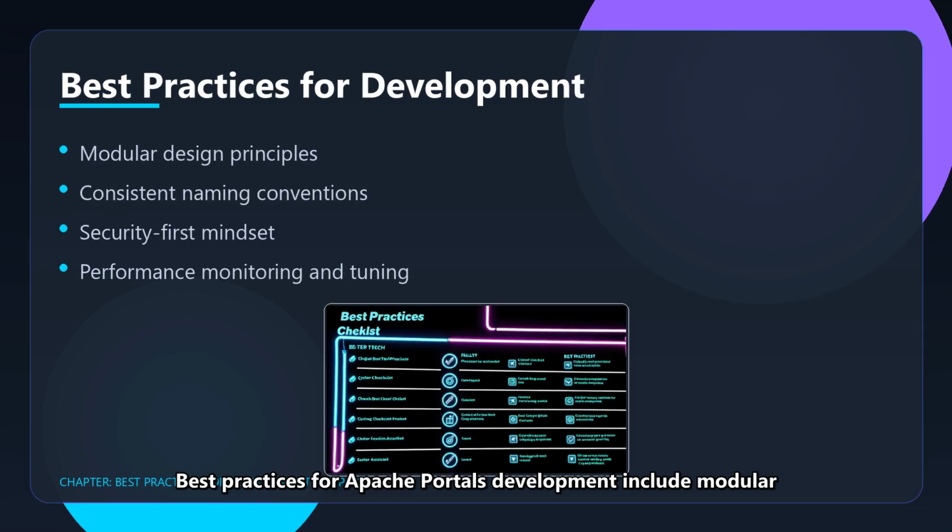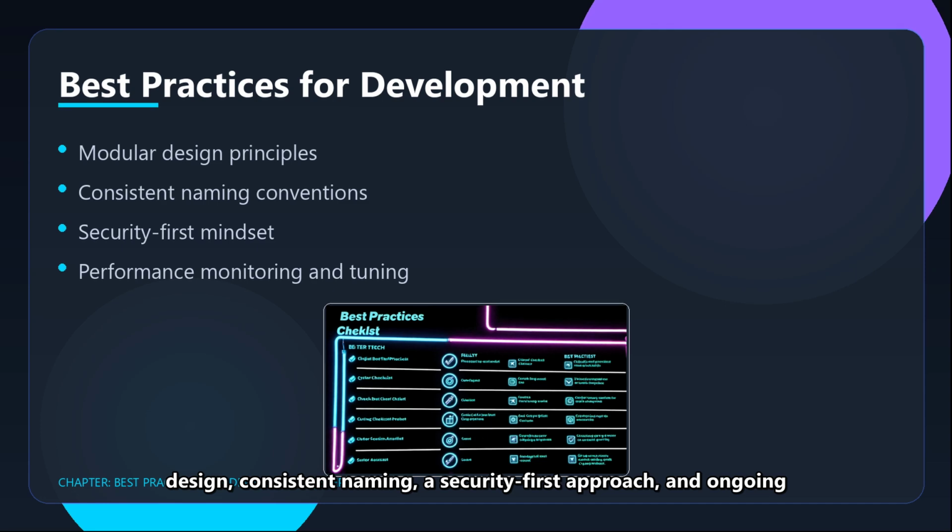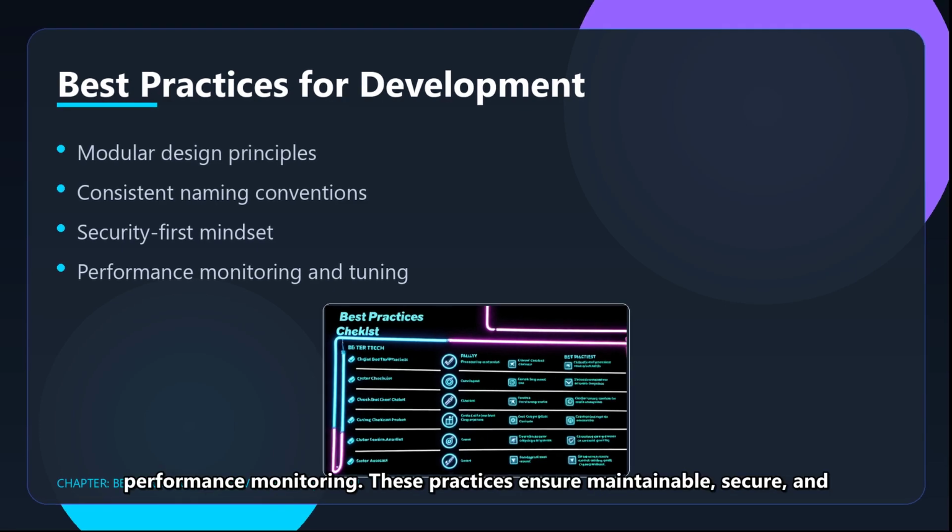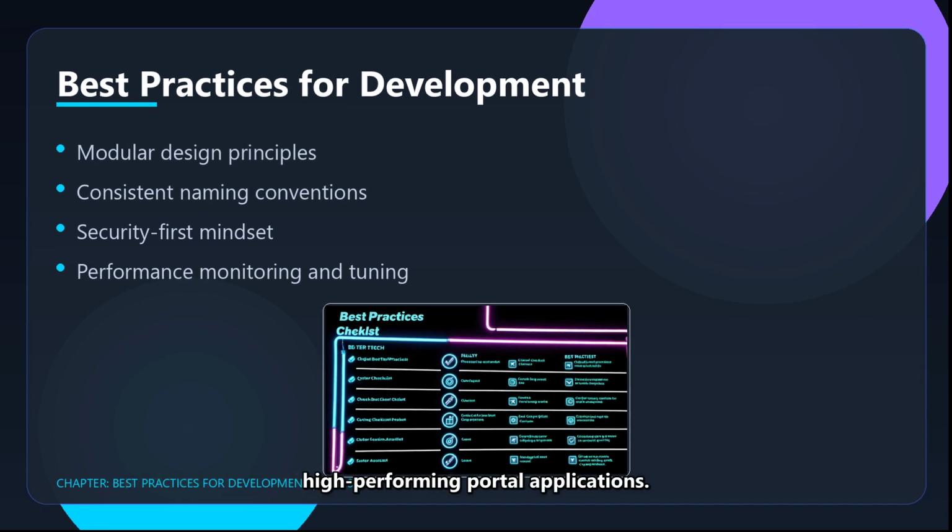Best practices for Apache Portals development include modular design, consistent naming, a security-first approach, and ongoing performance monitoring. These practices ensure maintainable, secure, and high-performing portal applications.